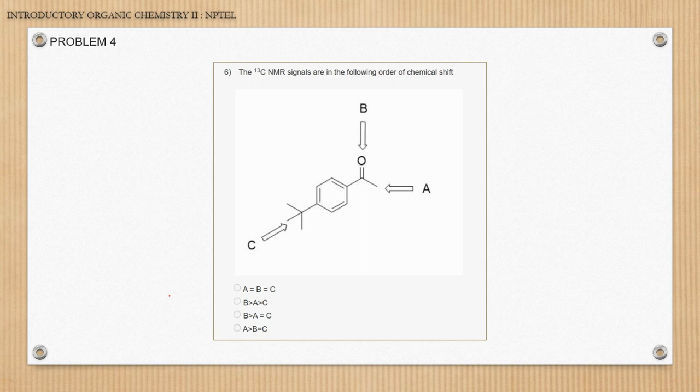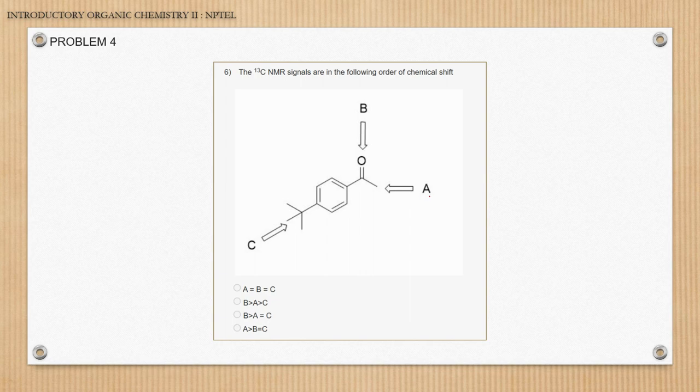Now it is about 13C NMR, not the 1H NMR. Here they are asking that the 13C NMR signals are in the following order of chemical shift. Now for A, B, and C, you have to identify the chemical shift values and arrange them in order, either increasing or decreasing according to the options. You have to identify the trend of the chemical shift.